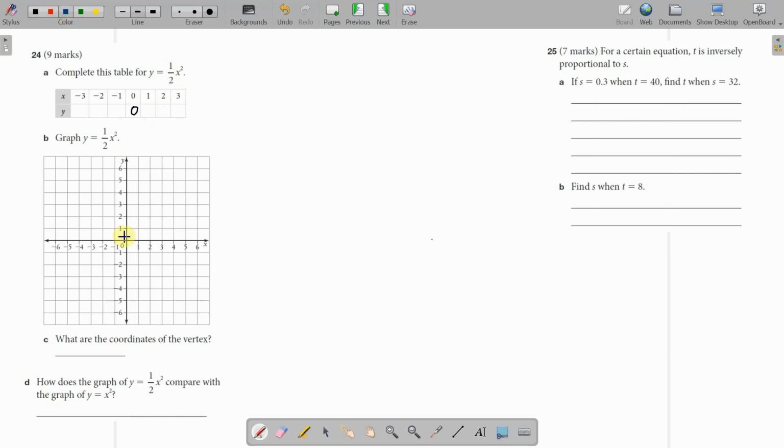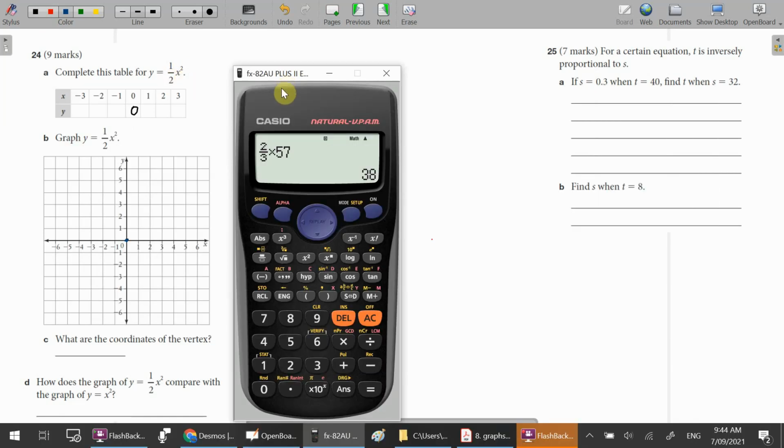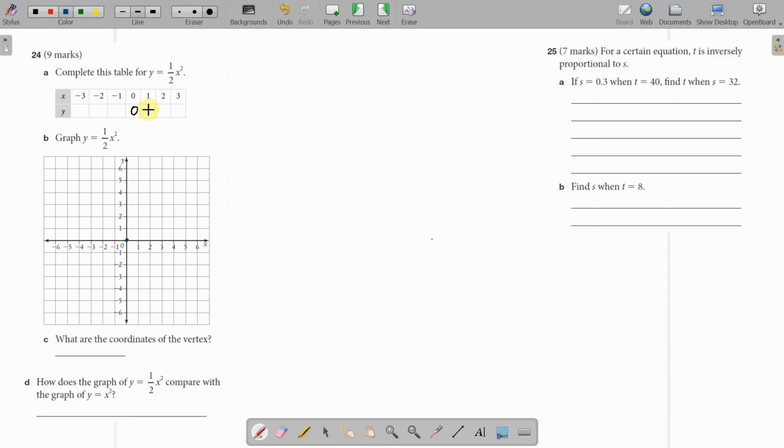And I'll graph it in blue. That is 0, 0, which is our origin down here. Okay. Now half times 1 squared. Half. So when x is 1, y is a half. X is 1, so that's the next point, 1, a half.